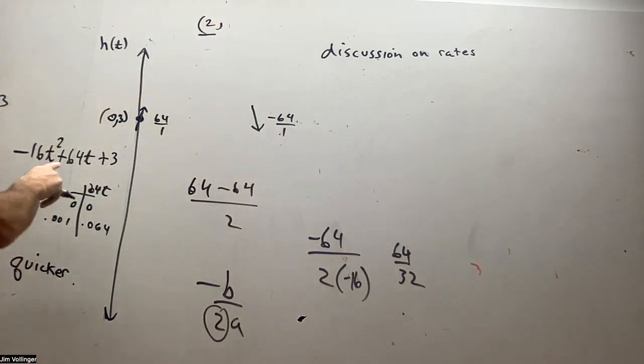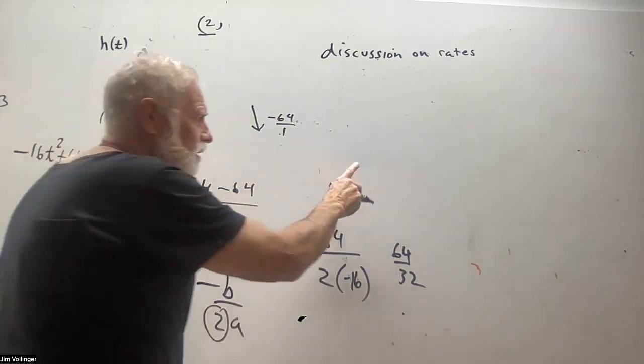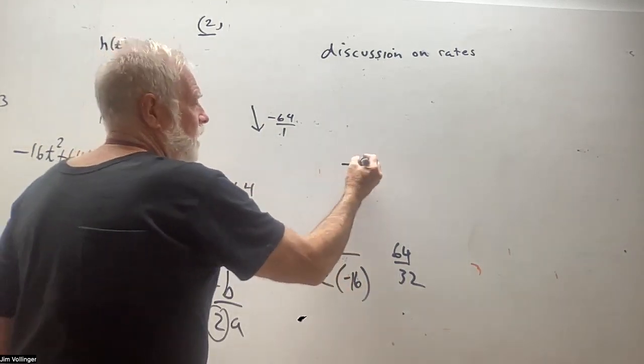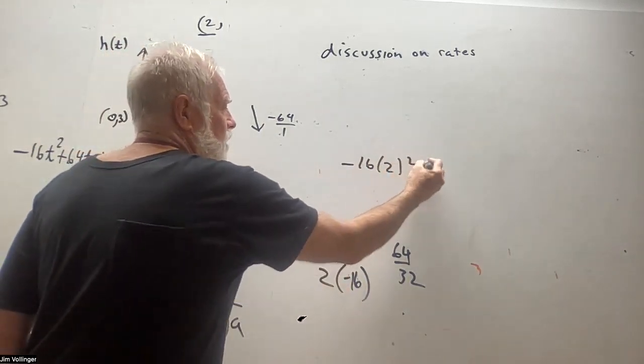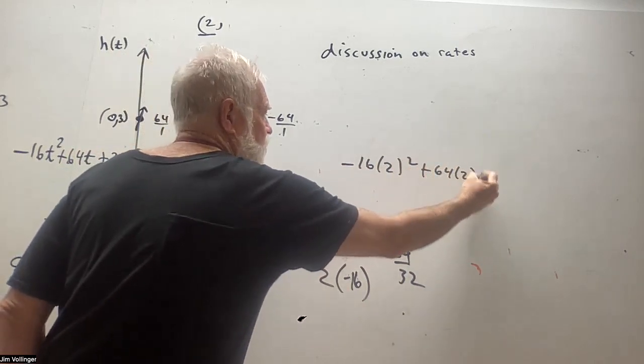Okay. And if I put a 2 in here, it's not hard. 2 squared, 4 times negative 16. Am I off the board here? Sort of. So let's do it over here. All right. So negative 16, 2 squared plus 64 times 2 plus 3.